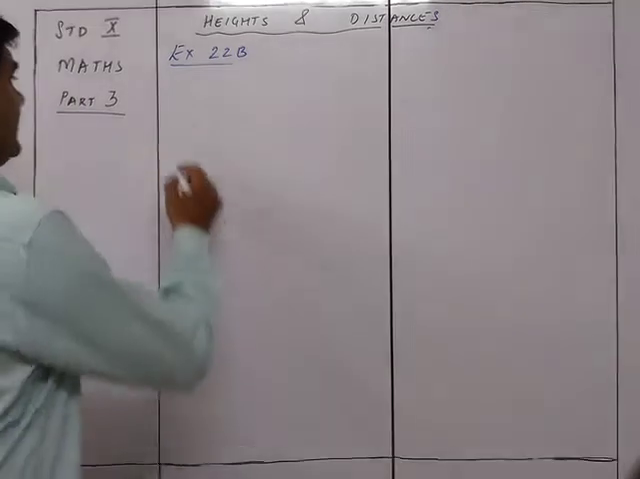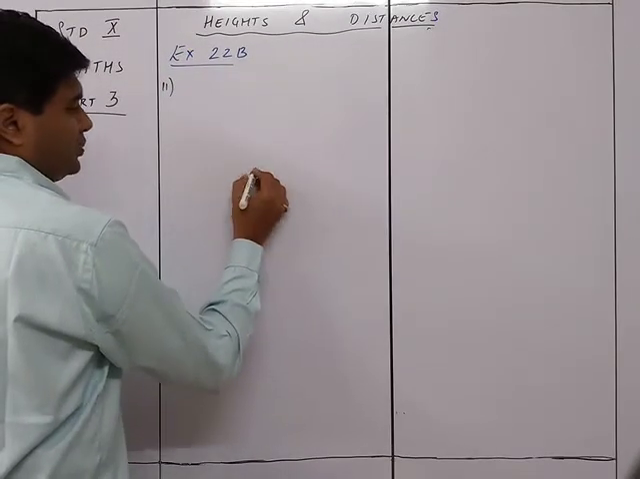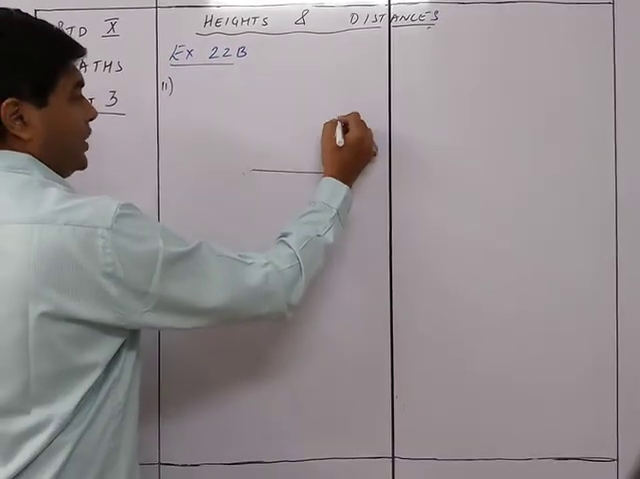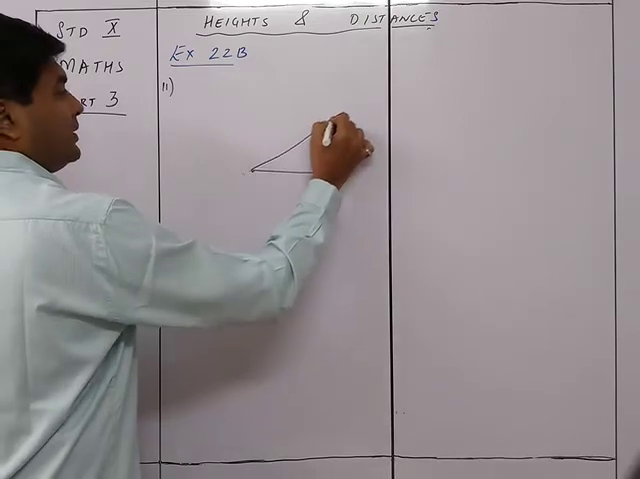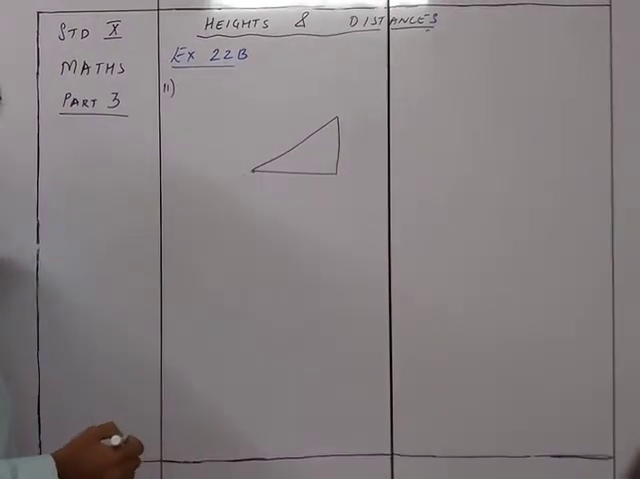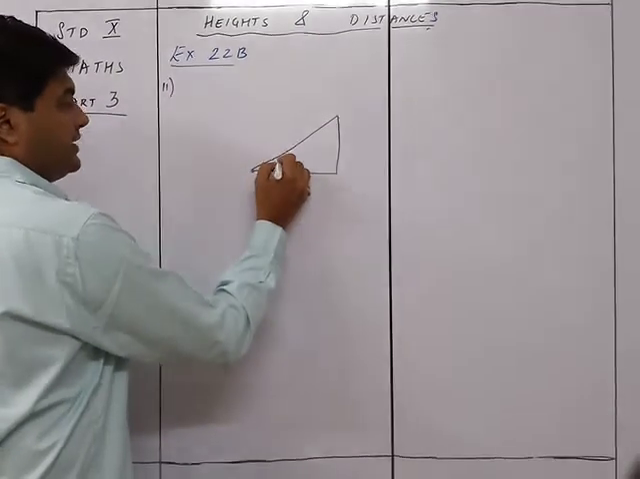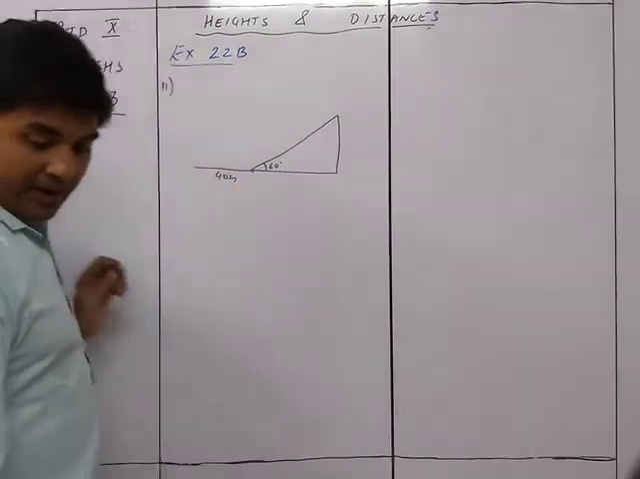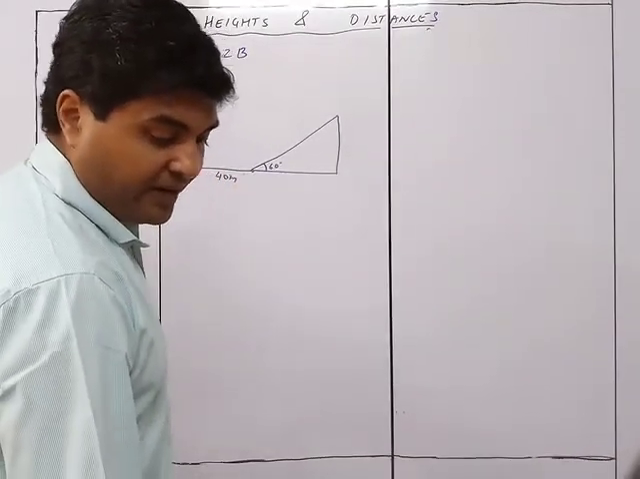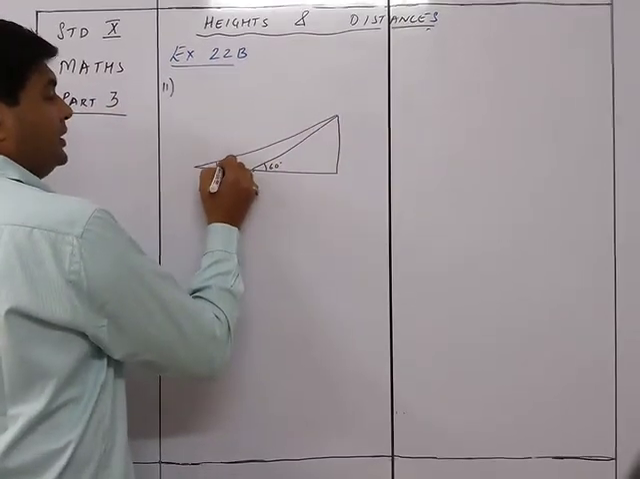So it is this way: this is a person, and this is a river over here. I just show it as a river here. And there is a tree over here. The person is standing here and looks at the top of the tree at an angle of elevation of 60 degrees. Then he moves back by 40 meters, and after moving 40 meters he finds that the angle of elevation has now become 30 degrees.